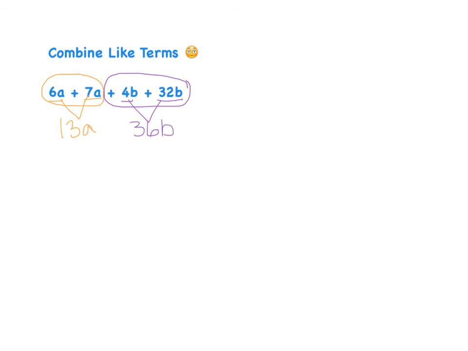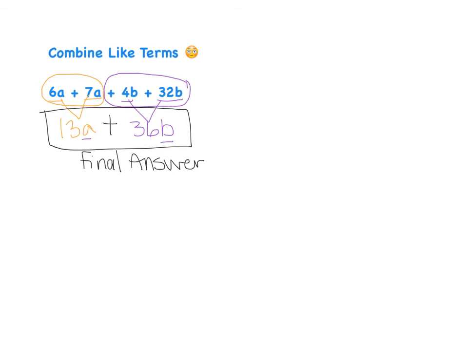All right, so we put our apples together, we put our bananas together, but those are now different. When you get down to an expression where the variables are different, you are done. Okay, so that is your final answer. You cannot combine them anymore. Okay, so look for those like terms and then add them together.